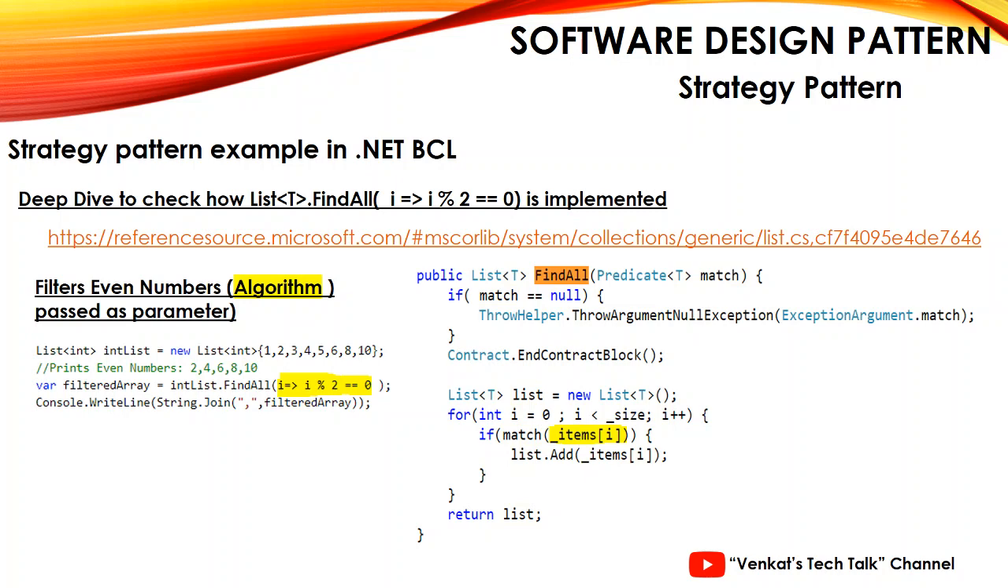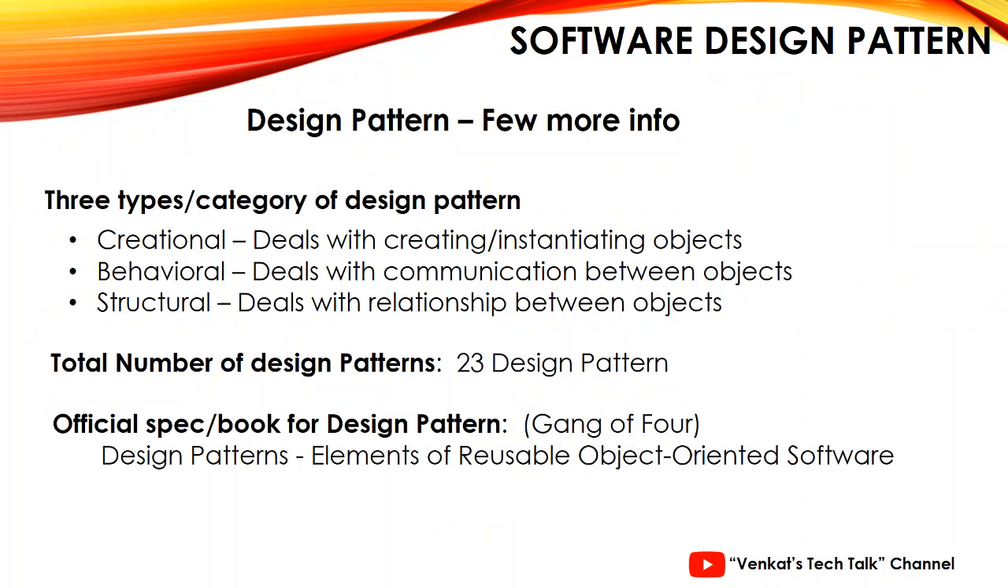Okay, so this is strategy pattern. With this strategy pattern, I think all the key design patterns implemented within the .NET base class library we have covered so far. So just a recap, design patterns fall into three categories: creational, behavioral, and structural. Creational patterns deal with creating and instantiating objects. Behavioral patterns focus on communication between objects, and structural deals with the relationships.